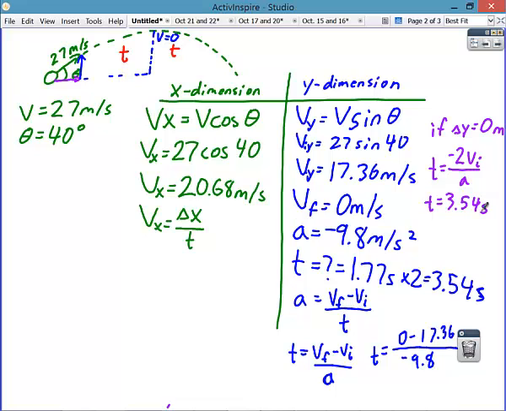A soccer ball is kicked from the ground with a velocity of 31 meters per second at an angle of 37 degrees above the horizontal. Find the distance that the ball travels before it hits the ground.